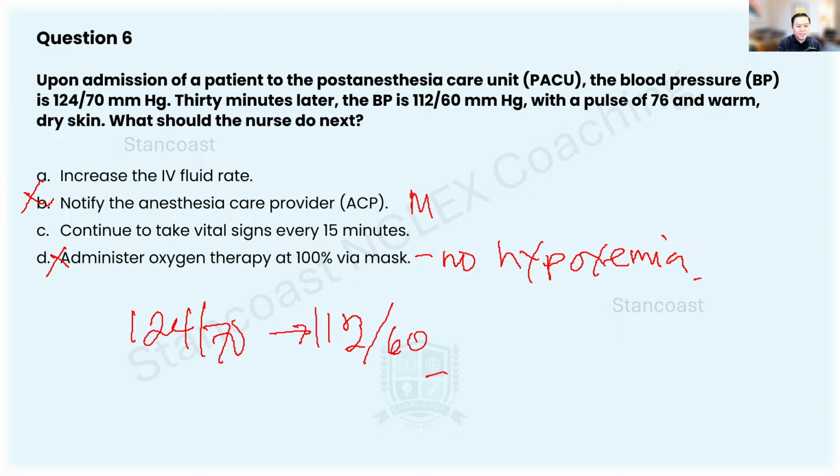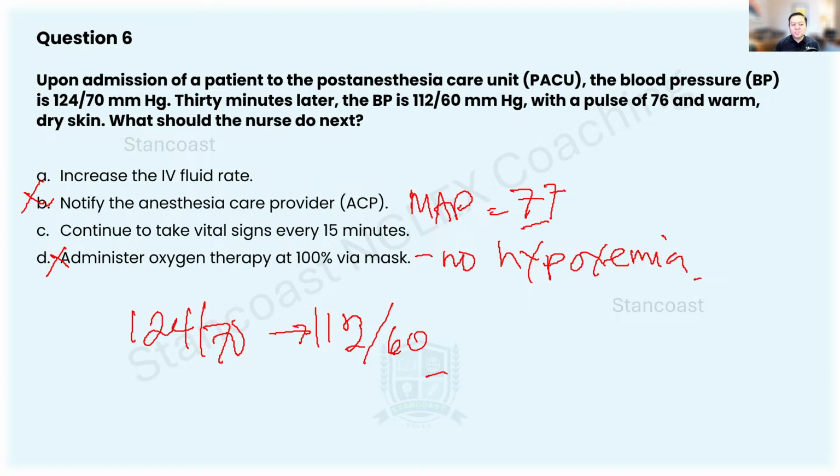MAP is 77. We're good. Okay, that is a normal expected fluctuation. Letter A, increase the IV fluid rate. What do you think about the IV? Do we need to increase that one? There's no worry, right? We're not going to worry about the blood pressure.